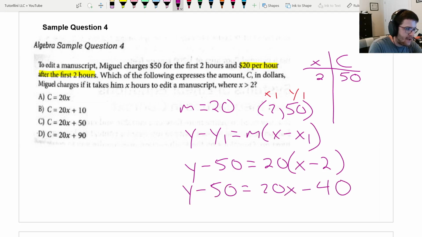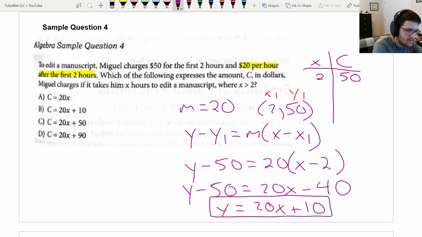And I'm going to add 50 to both sides. And we should get 20x. Negative 40 plus 50 is plus 10. So let's see. That is answer choice B, 20x plus 10, which is correct.